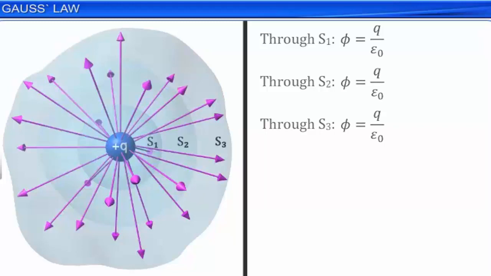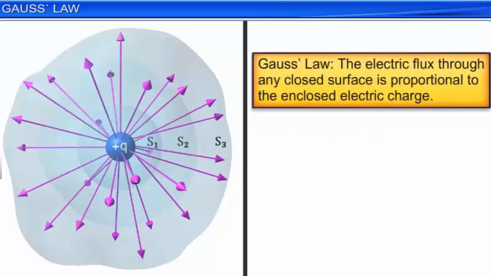Thus, Gauss' law states that the electric flux through any closed surface is proportional to the enclosed electric charge. That is, phi is equal to Qin by epsilon naught, where Qin is the charge enclosed by the Gaussian surface. Let this be equation 5.